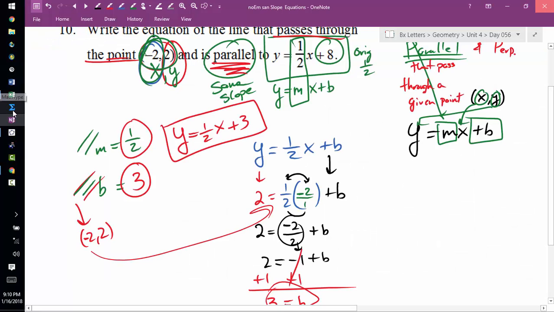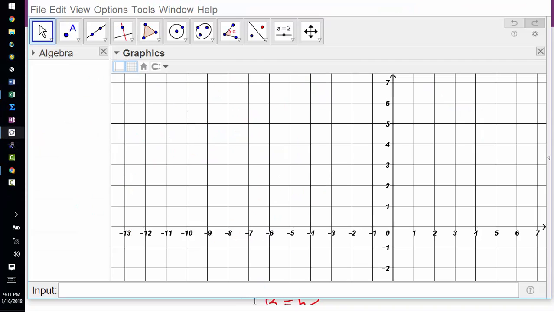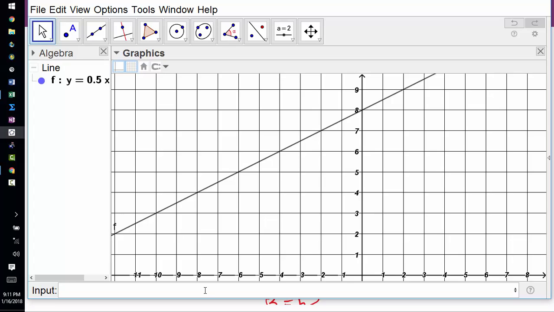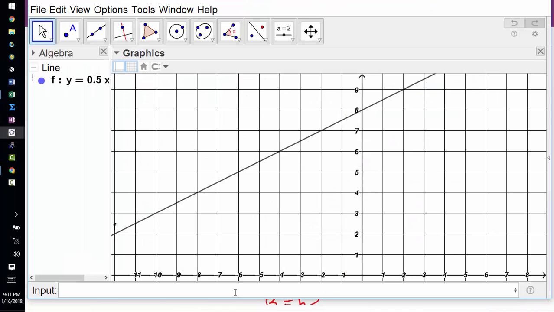We're going to graph the line that they gave us. So we are going to graph y equals 1/2 x plus 8. y equals 0.5 x plus 8. That is that line. We're going to graph the point they gave us at negative 2 comma 2.